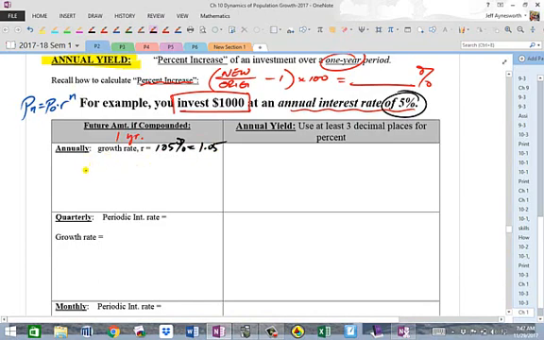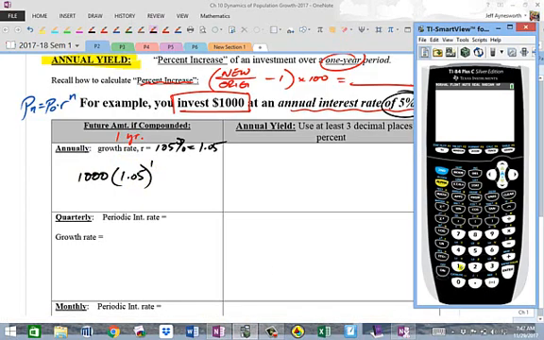So let's calculate it here. P sub 1: we're going to take $1,000, your initial investment, times your growth rate, 1.05, to the first power because we're going through 1 year. n is equal to 1 because we have 1 year, 1 period. So let's calculate that: 1,000 times 1.05, and we get 1,050 bucks.